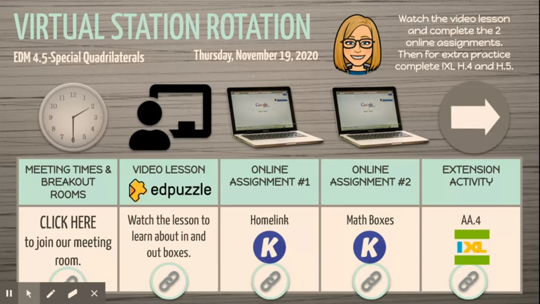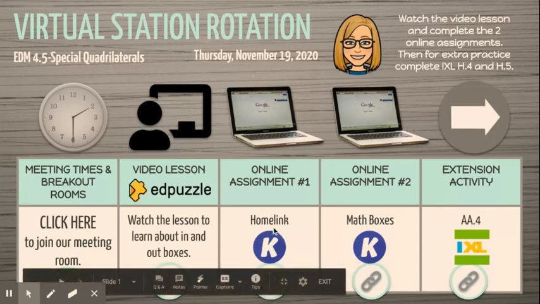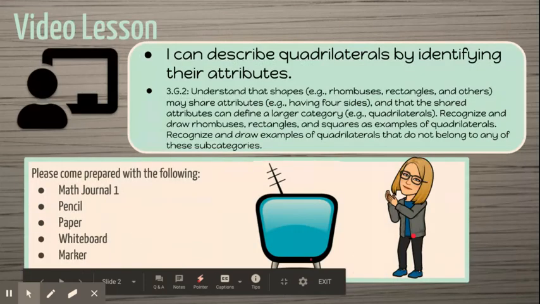When you are done with the EdPuzzle, you will do your home link, then you will do your math boxes, and finally you will do IXL AA4 until you get at least a SMART score of 80.